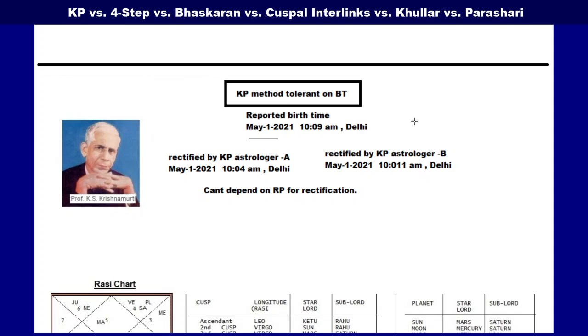Now, typically, when you ask a KP astrologer to create a horoscope, they will run a rectification, and I'm not at all surprised that in many horoscopes that came my way, I found that there was a rectification by some KP astrologer A, and then a rectification by some KP astrologer B. So astrologer A might rectify the time as 10:04, and then astrologer B will modify the time to 10:11. Of course, they use the ruling planet method for rectification.